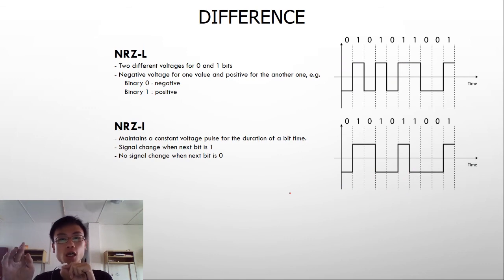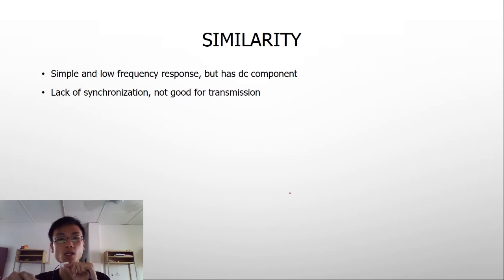So what is the difference between the NRZL and NRZI in the concept? In NRZL, there are two different voltages for the 0 and 1, negative voltage for one value and positive for the other, like the example, binary 0 as the negative signal, binary 1 as the positive signal. But in NRZI, it maintains a constant voltage pulse for the duration of a bit time. Signal will change when the next bit is 1. No signal change when the next bit is 0. Only change the signal when the next bit is 1. 0, nothing changes.